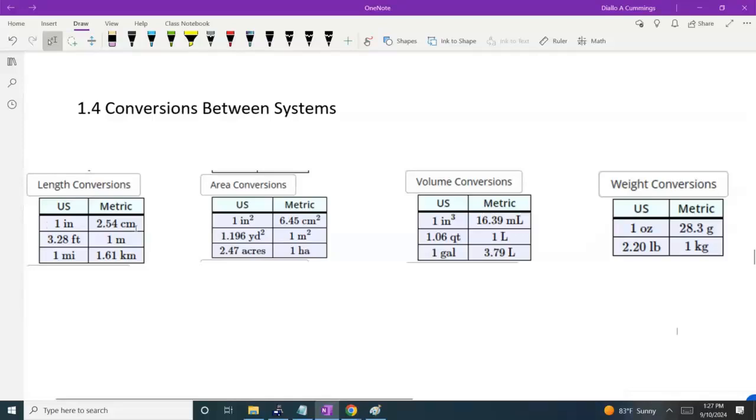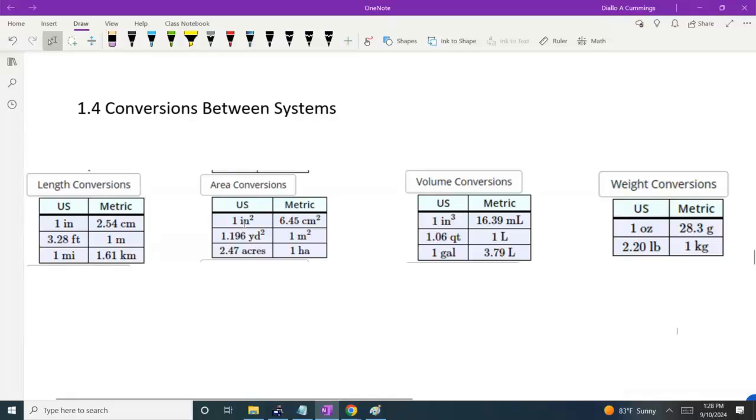We have 1 foot is 2.54 centimeters. So again, we have the U.S. system of measurement conversion to the metric system. 3.28 feet, that's 1 meter. 1 mile is 1.61 kilometers.